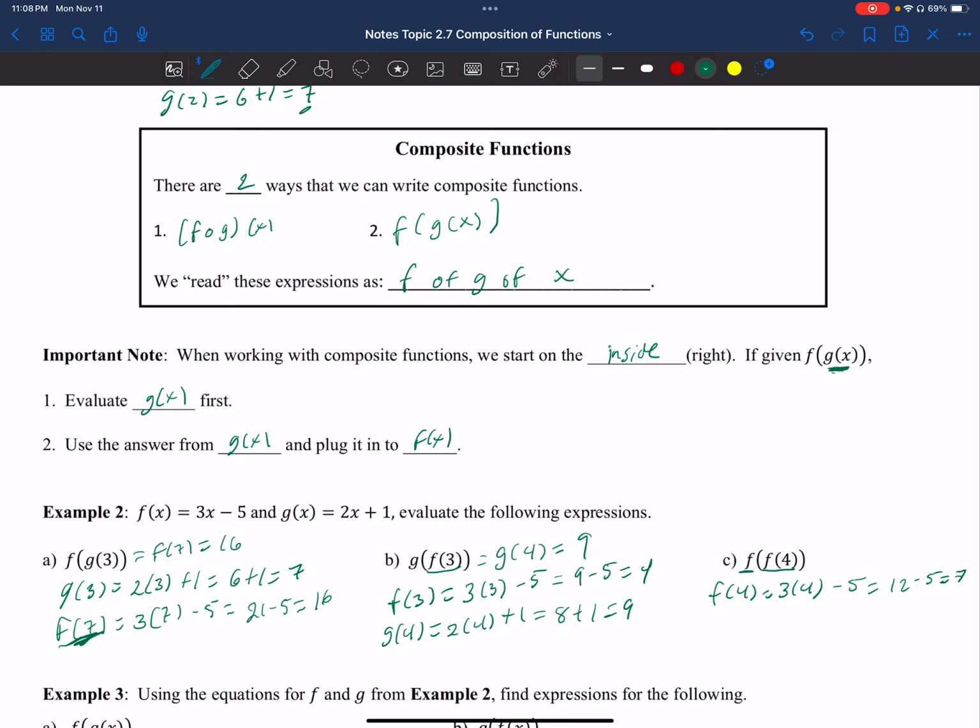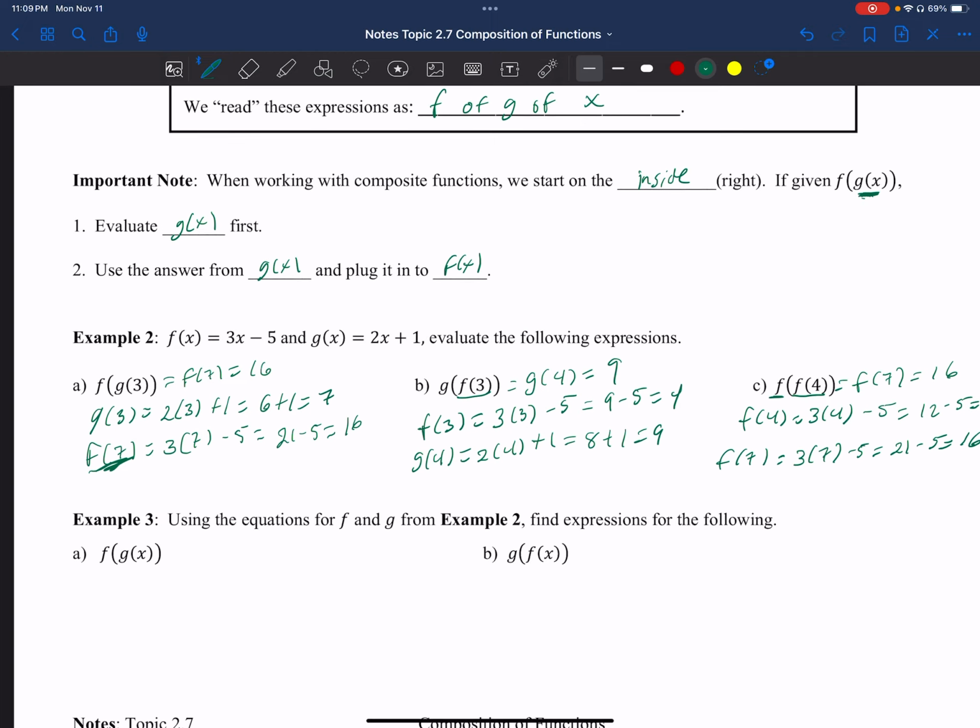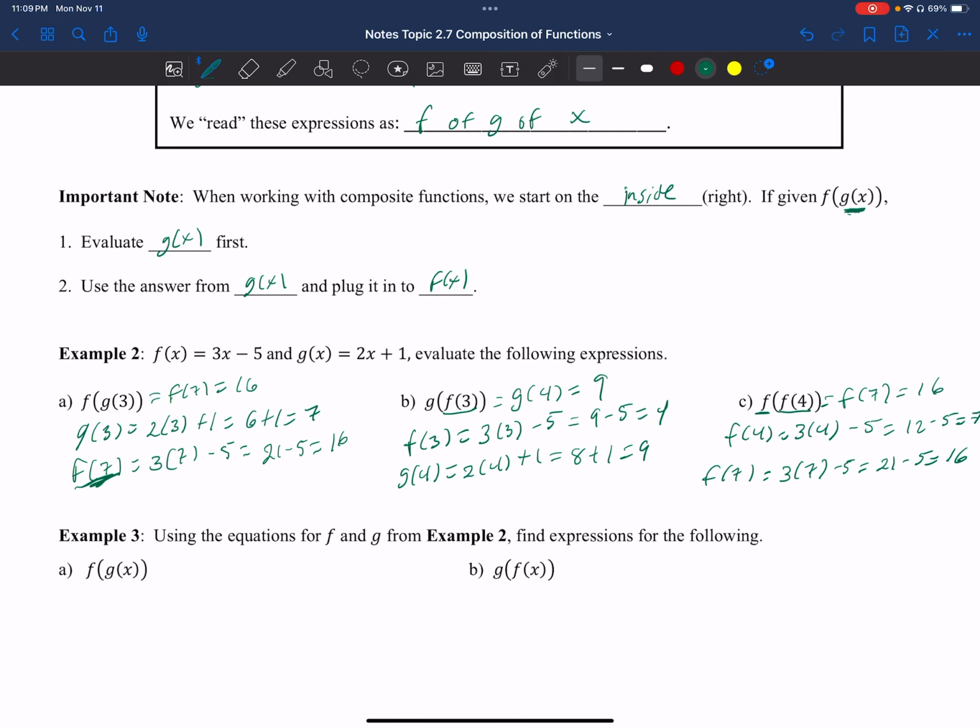And then again, I'm plugging into f again. So I'm finding f of 7, which would be 3 times 7 minus 5, which will be 21 minus 5, which is 16. So I know that f of f of 4 is the same as f of 7, which is equal to 16. Please make sure that you show all your steps to make sure that you get the correct points if you're doing an AP test or a free response question.